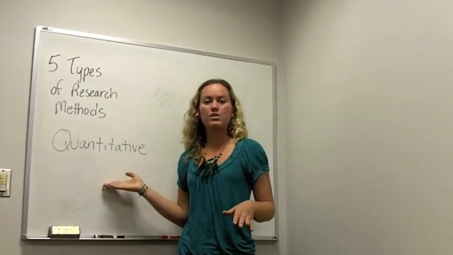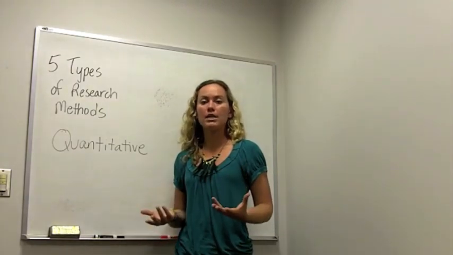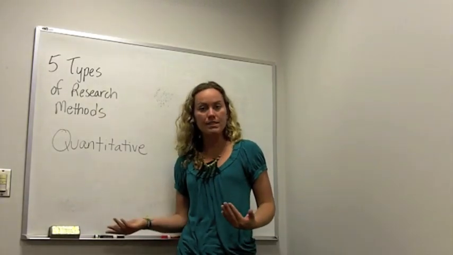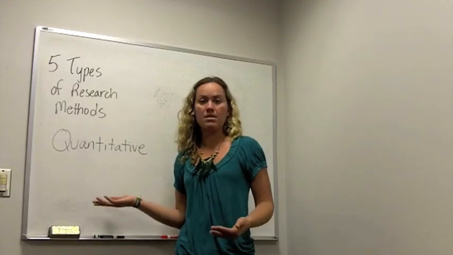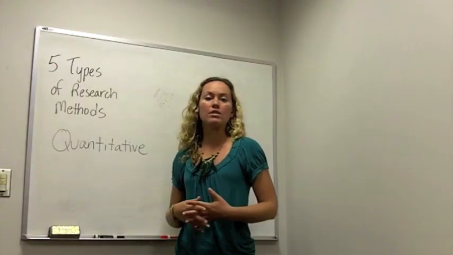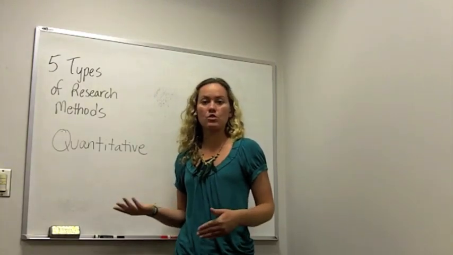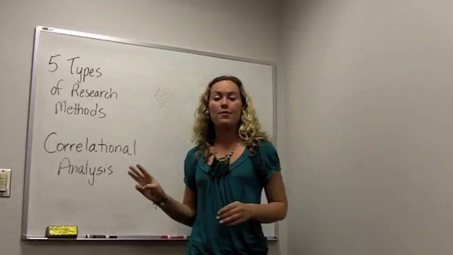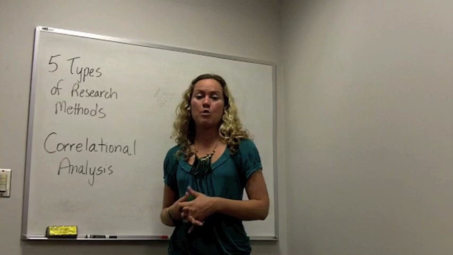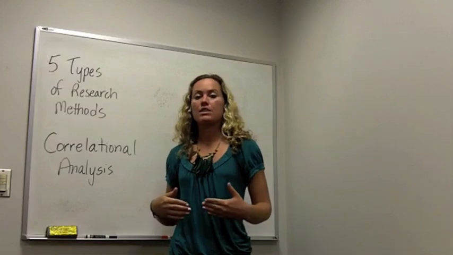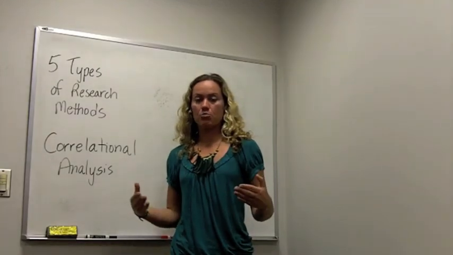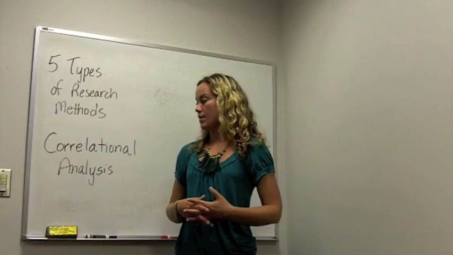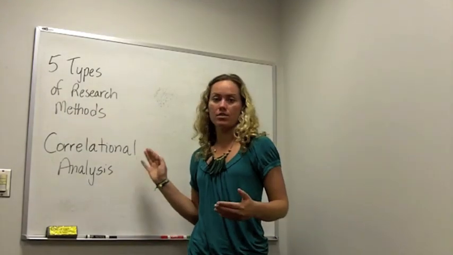For quantitative research, you might ask how much, how many, how often. You look at the frequency of events, or you might look at survey results, test scores, anything where you're measuring a number. Okay, our third kind of research method, we're getting into higher level research, more grad school level, correlational analysis.